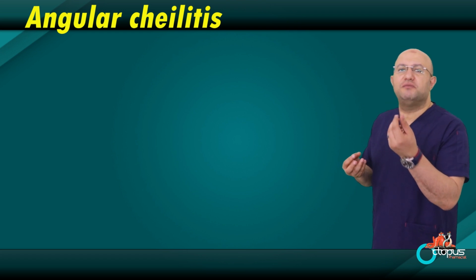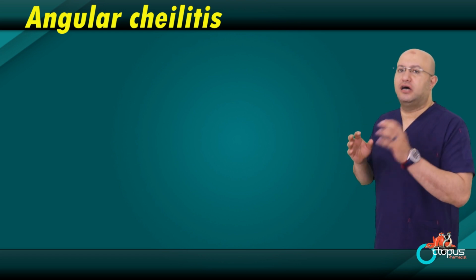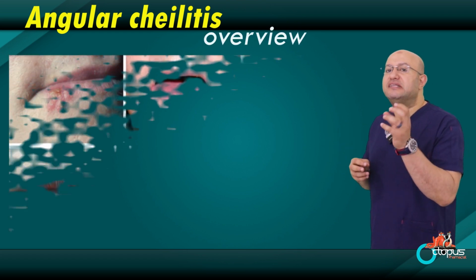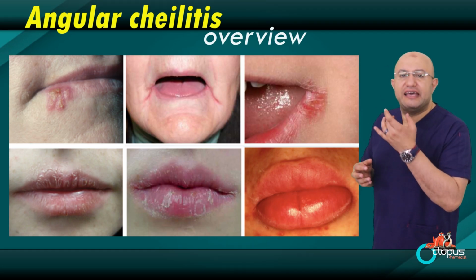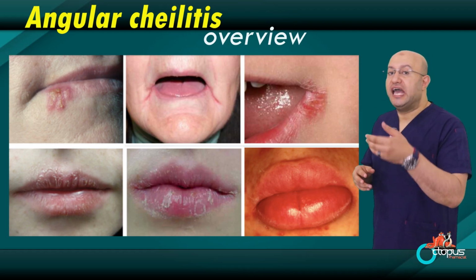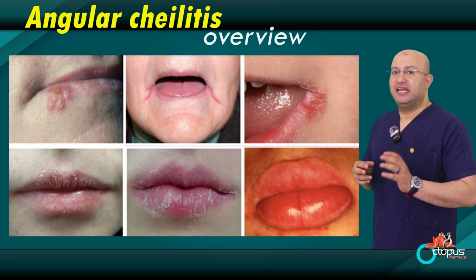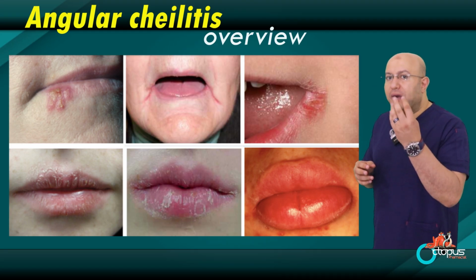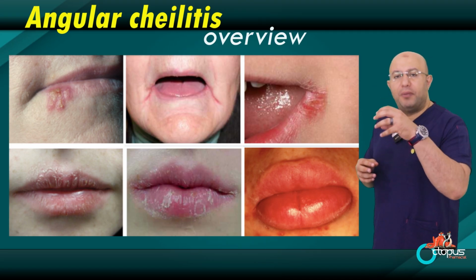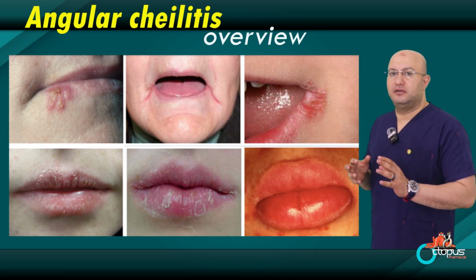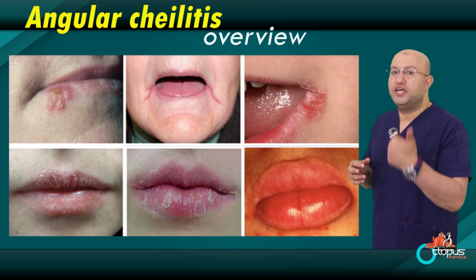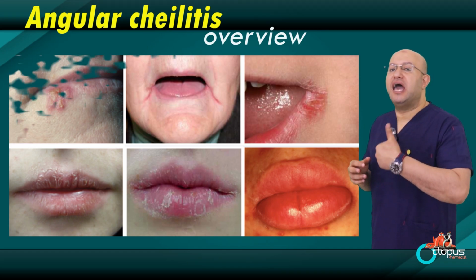As usual, let's begin with a simple overview to understand the basics of today's condition. First, remember that the word cheilitis is a general medical term that simply means inflammation of the lips. There are many forms and causes of lip inflammation, but today we'll focus on 4 of the most important types. After that, we'll take one of them, angular cheilitis, and explore it in detail.